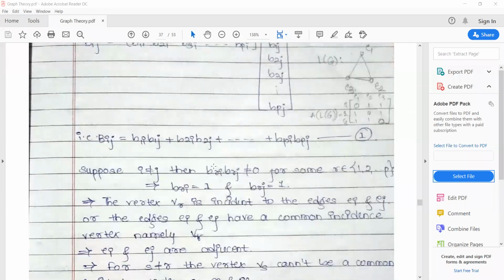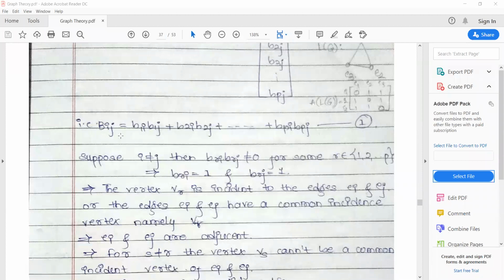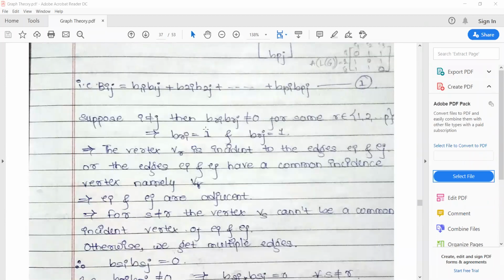Suppose i is not equal to j, then this is not equal to 0 for some r, because if i equals j, then we know that in that matrix the elements are equal to 0. That is, in the adjacency matrix the diagonal elements are equal to 0. Therefore, if it is not equal to 0, it must be that b_ri equals 1 and b_rj equals 1. The vertex v_r is incident to the edges e_i and e_j, or the edges e_i and e_j have the common incident vertex, namely v_r itself. So therefore e_i and e_j are adjacent.